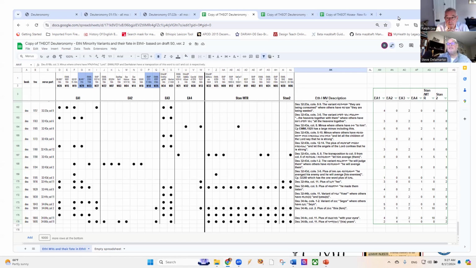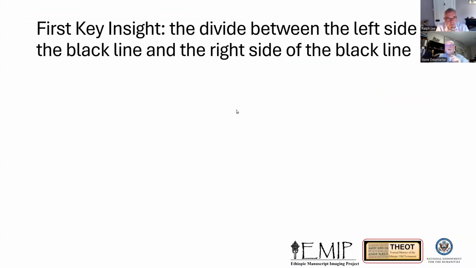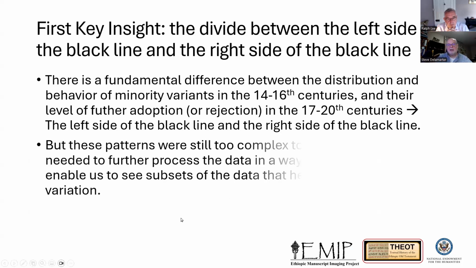And we saw that there's one set of questions that hovers over these dots and their meaning in the early period. Another set of questions hovers over these dots in the later period. So there's this fundamental difference between the distribution and behavior of minority variants in the 14th to the 16th centuries and their level of further adoption or rejection in the 17th to the 20th century. So when we're looking at the aggregation of all this data, we need to make a fundamental distinction between the nature of what's going on on the left side of that black line and what's going on on the right side of that black line.